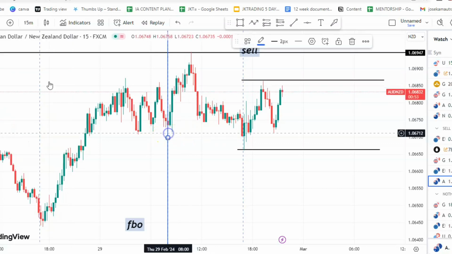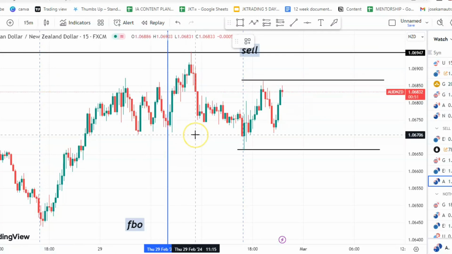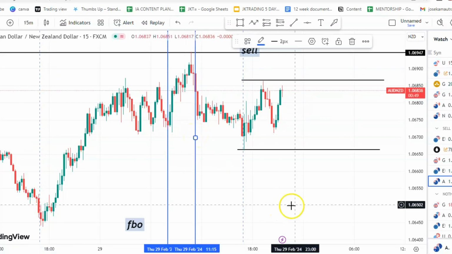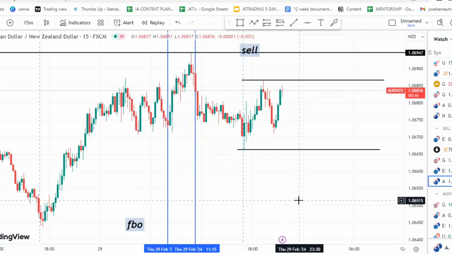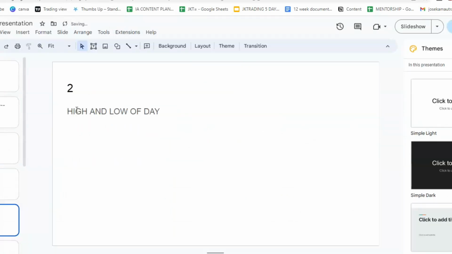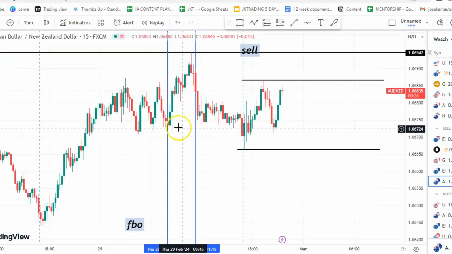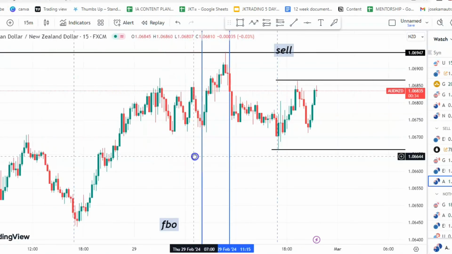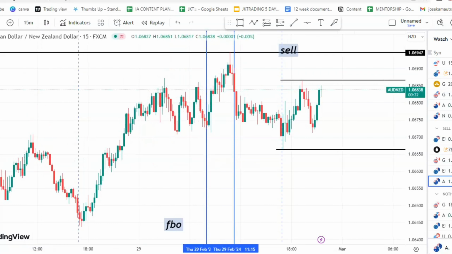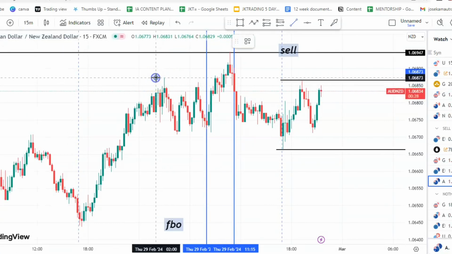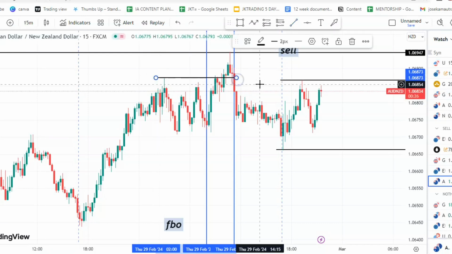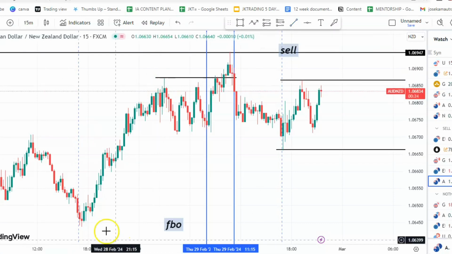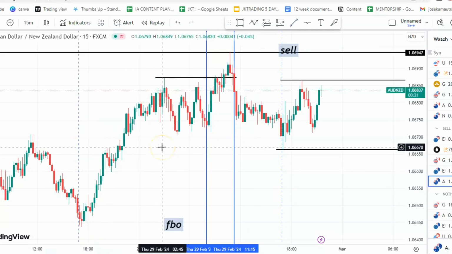So we got that setup in the New York session. First things first, timing window from 8 to 11, step number one. Step number two is plotting the high and the low of the day prior to the timing window. So prior to the timing window at 8, the high of the day was here, and the low of the day was down here. We'll focus on the high because we are selling.